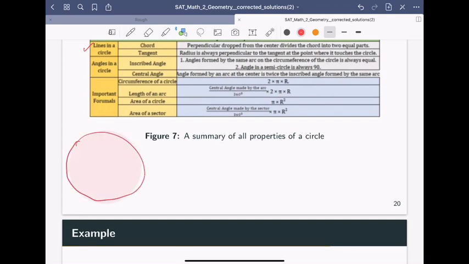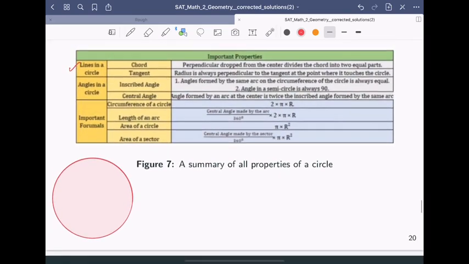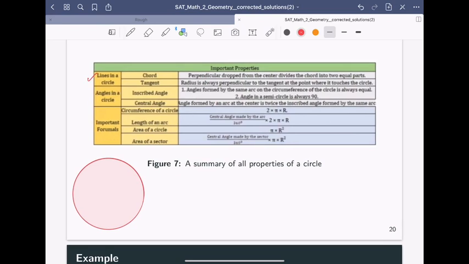So we have the circle here, and what is a chord? A chord is any line that joins two points on the boundary. This is a chord. This is a chord here as well. So any two points on the boundary are joined by a chord.